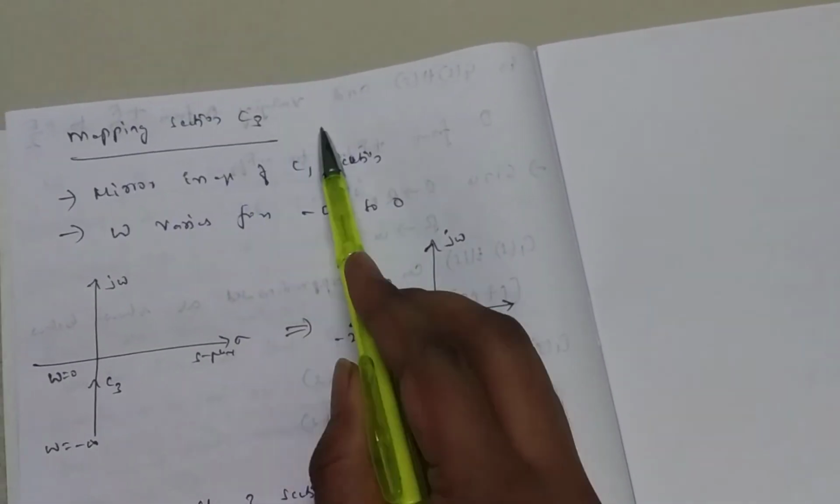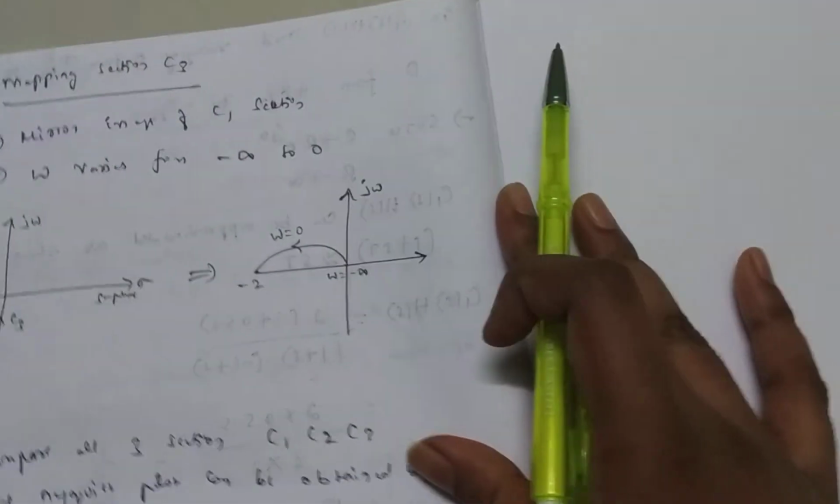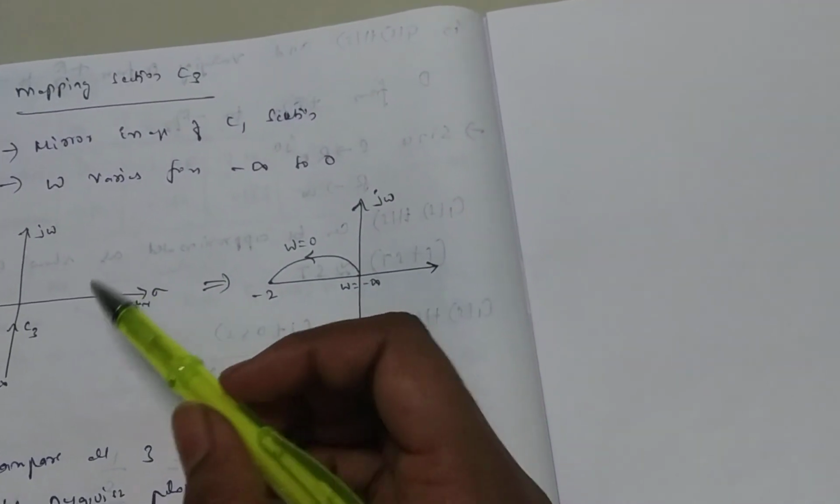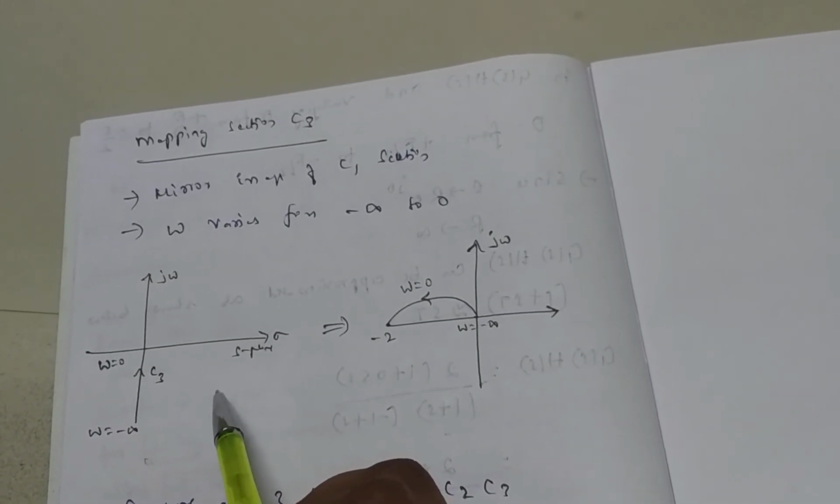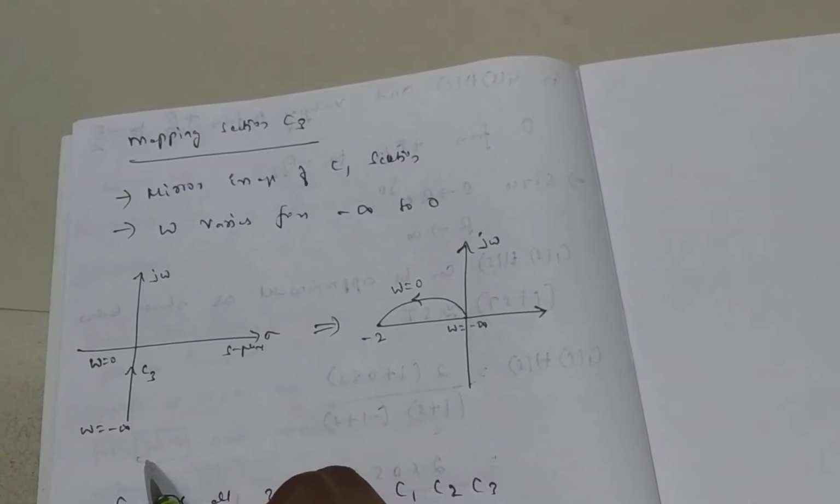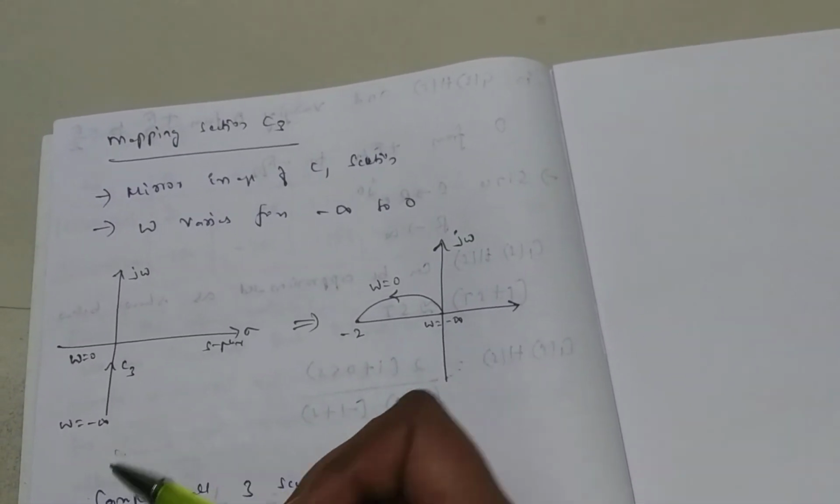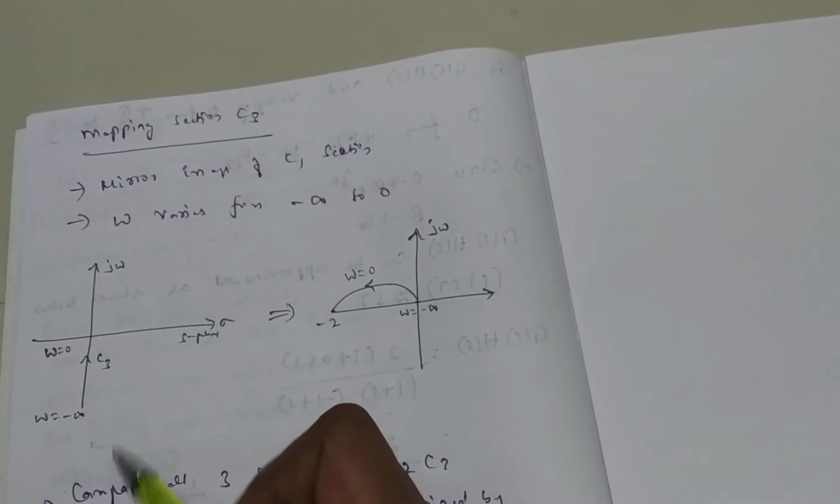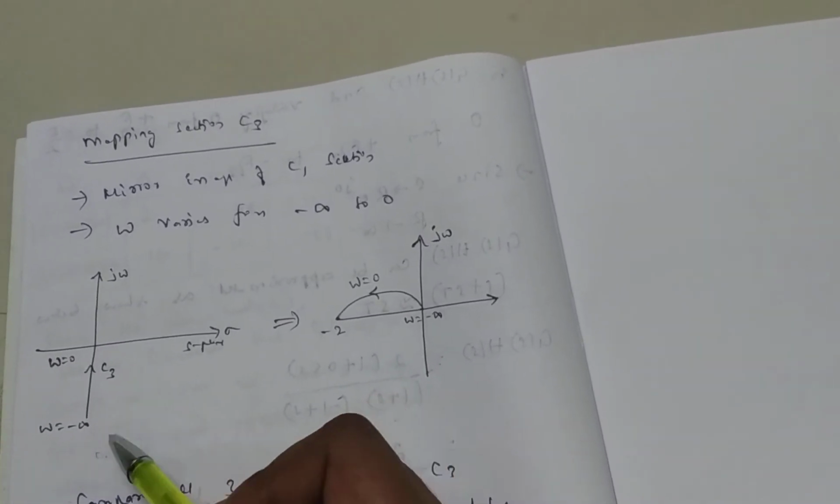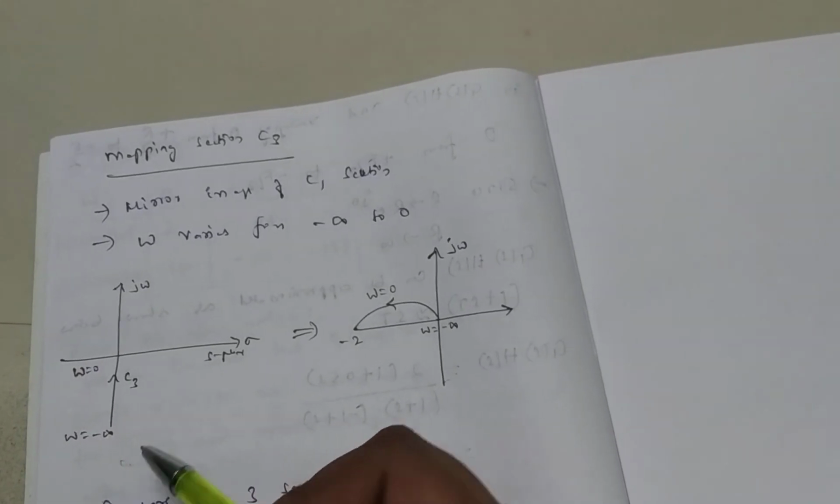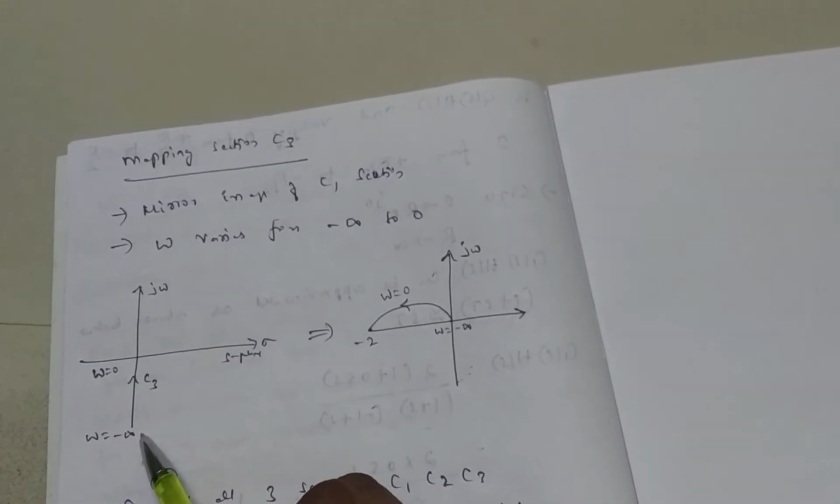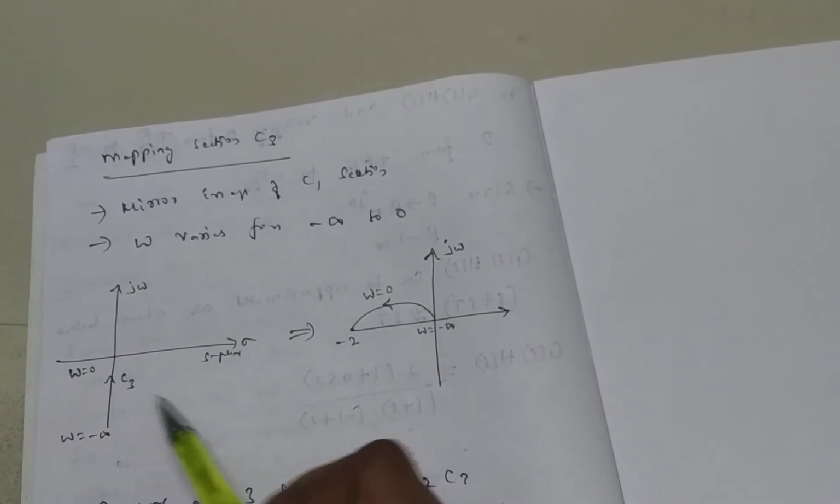Similarly, we'll go for the mapping of section C3. This is the mirror image of the C1 section. Omega varies from minus infinity to plus infinity. The mapping of section C3 is given by g(j omega) h(j omega) in the S plane, where omega varies from minus infinity to 0. This locus is the inverse plot of g(j omega) h(j omega).